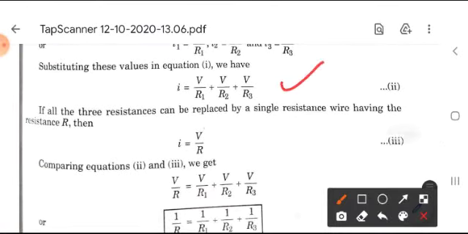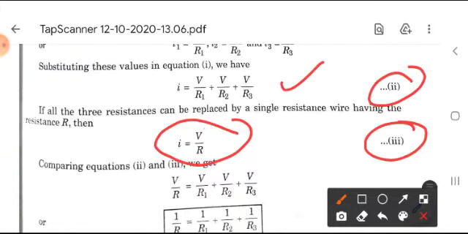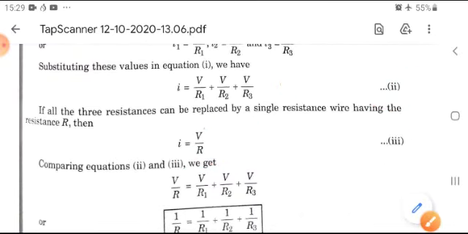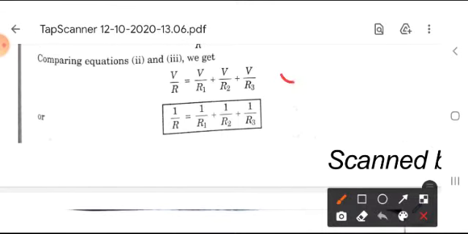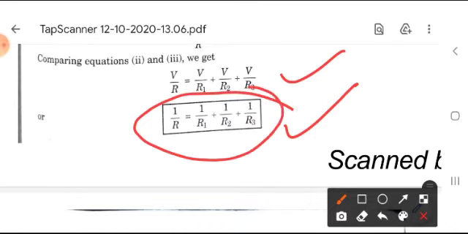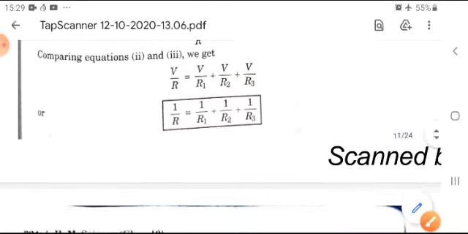V upon R1 plus V upon R2 plus V upon R3, and this value I is equal to V by R. The equation number 2 and equation number 3 should be equal. So we get this equation, V upon R is equal to V upon R1 plus V upon R2 plus V upon R3. After dividing by the potential difference V, we get 1 upon R is equal to 1 upon R1 plus 1 upon R2 plus 1 upon R3. So it is the equivalent resistance formula for parallel resistances.